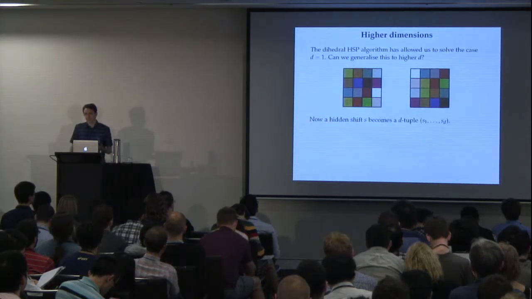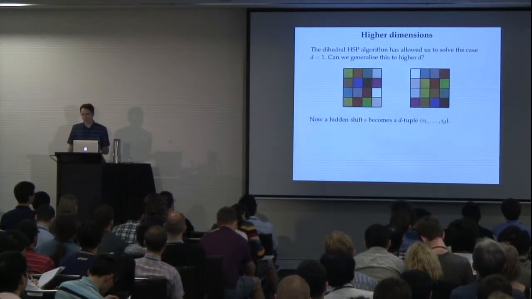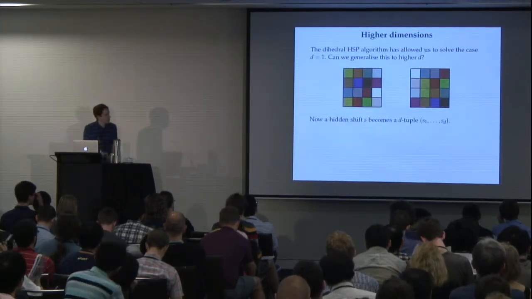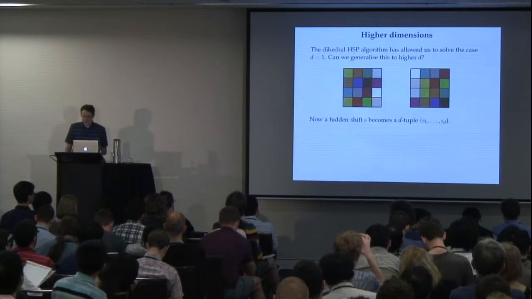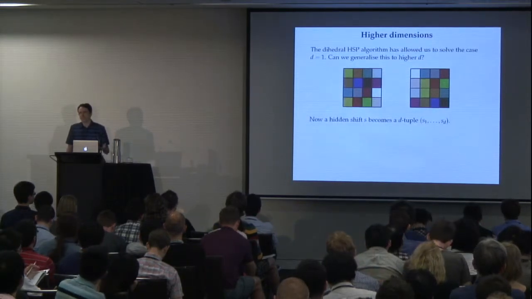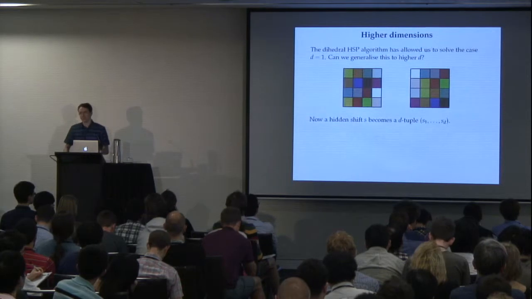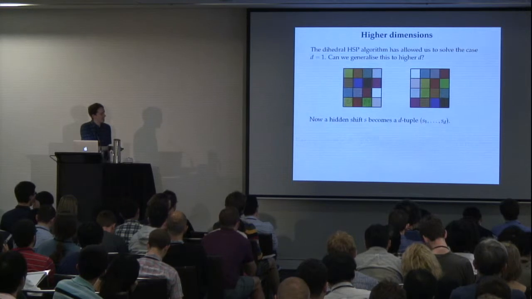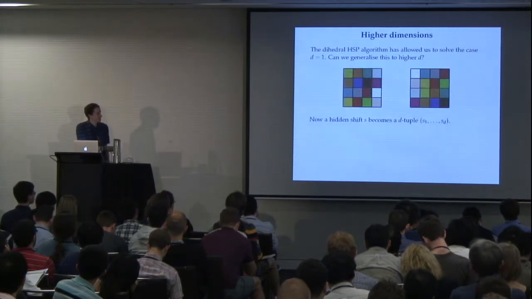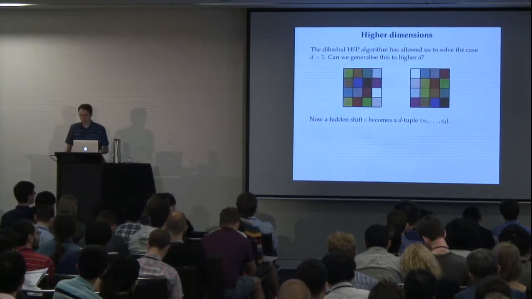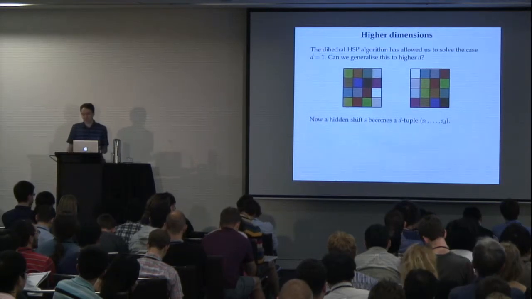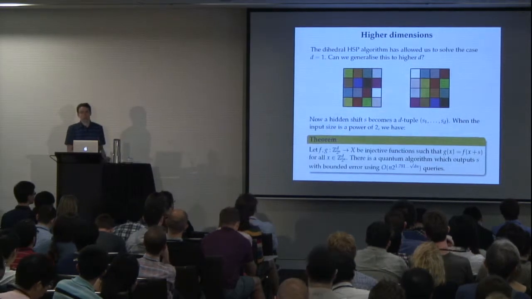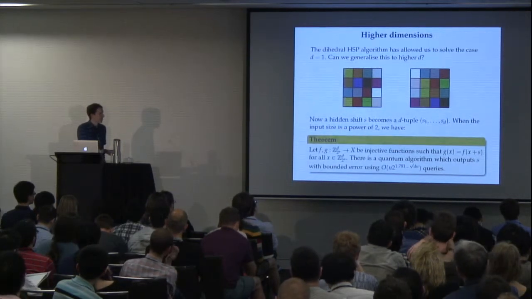So far everything I've said is about d equals 1, so one-dimensional things. And there's an interesting question of, can we generalize this to higher dimensions? In higher dimensions, we want to generalize this dihedral hidden subgroup algorithm that was the basis for this algorithm working. Now our hidden shift S has become a d-tuple S1 through SD of shifts in each different dimension, and we still want to find this shift S. And indeed, we can show that you can generalize this algorithm, and this does still work.